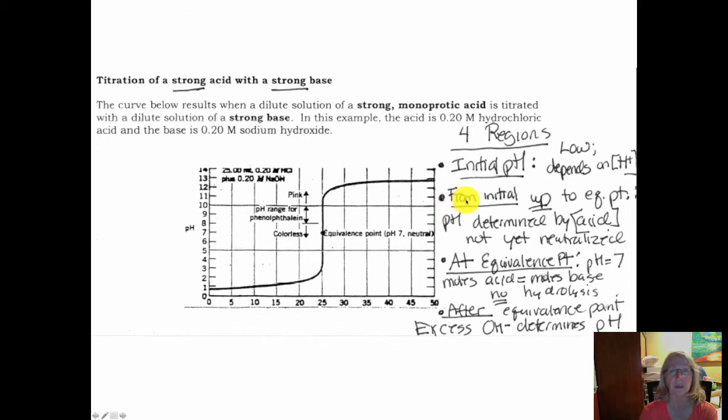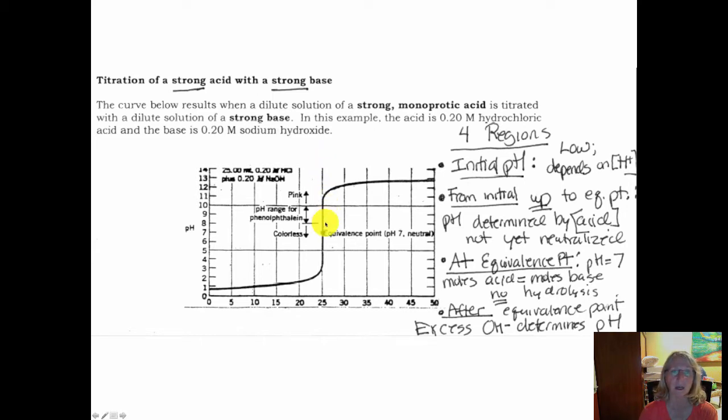Now when you go from the initial point up to the equivalence point, your pH is going to be determined by how much of your acid has not yet been neutralized. But at the moment you reach the infamous equivalence point, then the pH of a strong base and strong acid only equals 7. And the moles of the acid equals the moles of the base, but no hydrolysis is taking place. You've just made salty water at that point.